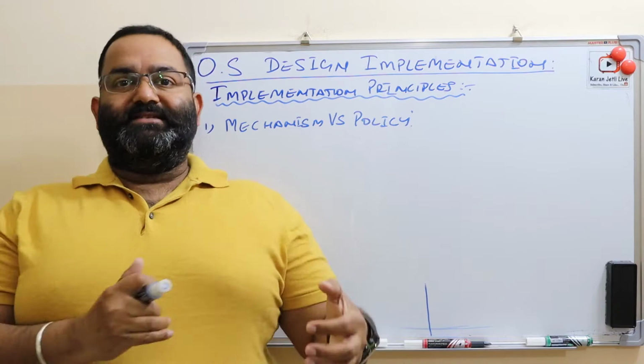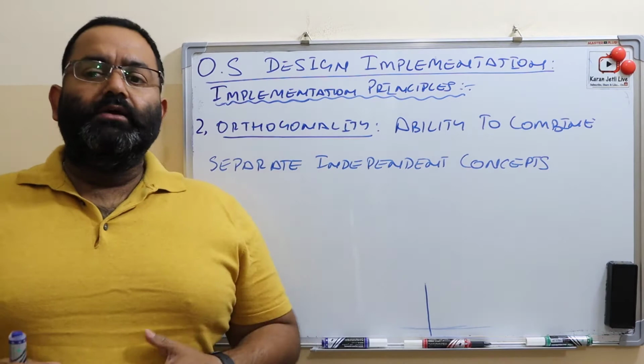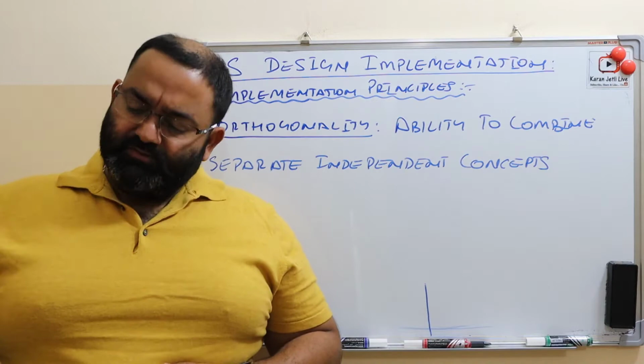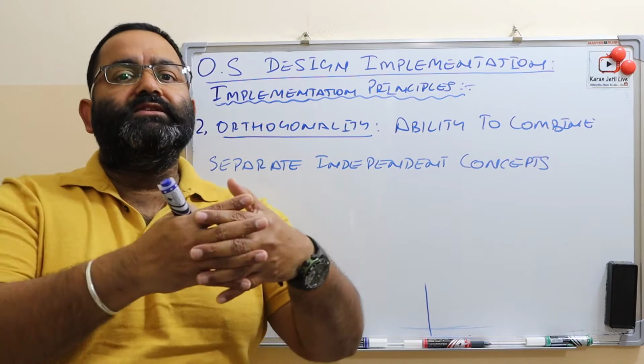The next principle is called orthogonality. What is orthogonality? Orthogonality is the ability to combine different independent concepts together. The things which are working independently can be combined together and work as one single concept. We call it orthogonality.